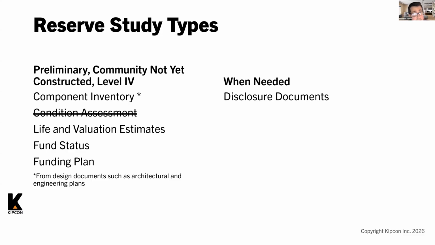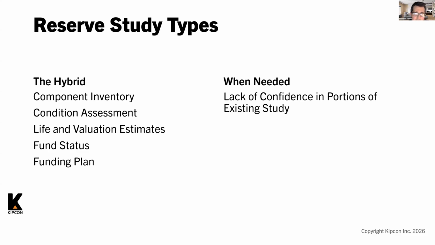Fourth level of studies. Also, obviously, there are hybrids. Maybe a community comes to us and says, "Hey, we're only comfortable with half of these component quantities. Let's make sure we measure the other half." Obviously, that can be done. So there are always exceptions to the rule, but in general, the four types that we just spoke about are what we see 99% of the time.